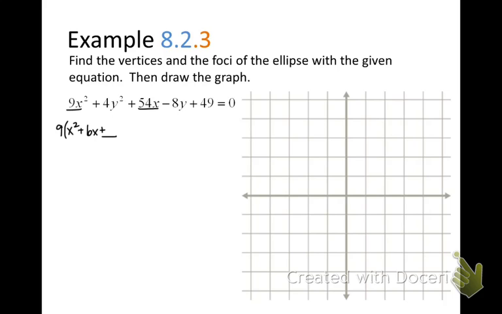Yeah, that's 9, okay? Plus, group your y's. What do I have to pull out of the y? So 4, and then I'll have y squared minus 2y. So what do I have to add? 1. And then we said we were going to subtract the 49, but what do I also have to do when I complete the square? Add what?